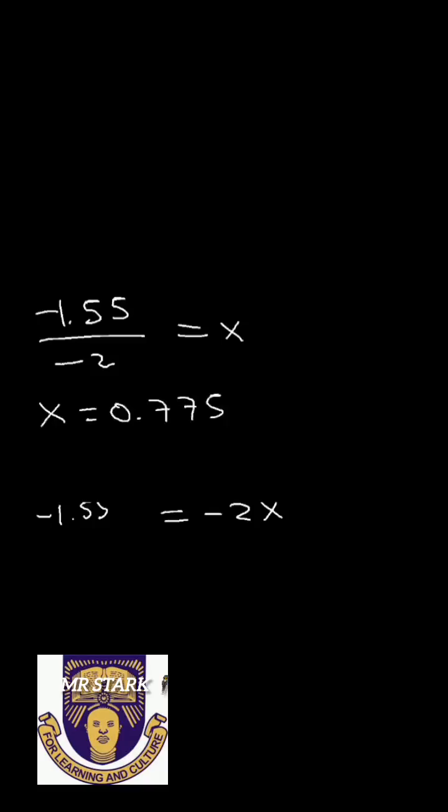So now let's divide both sides by negative 2. So negative 1.55 divided by negative 2 is equal to x. So x is 0.775. Keep in mind x was associated with Cl35. 0.775 is 77.5%.